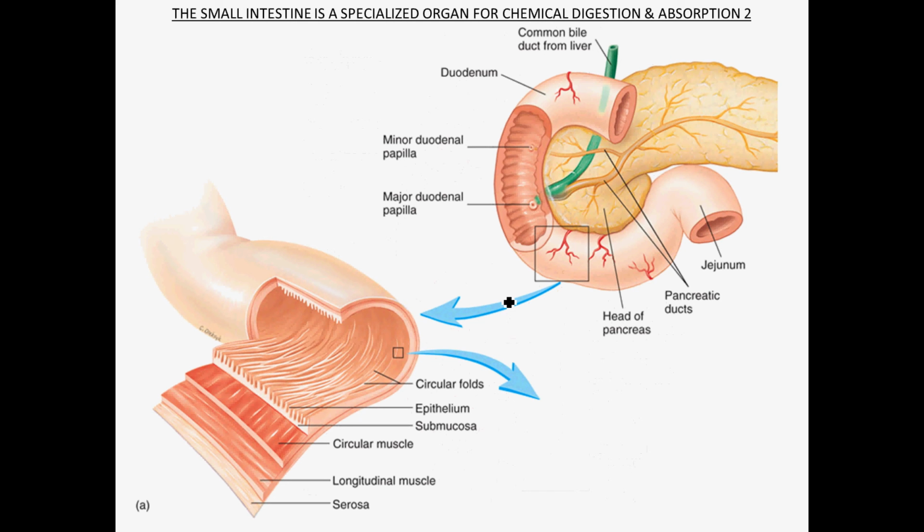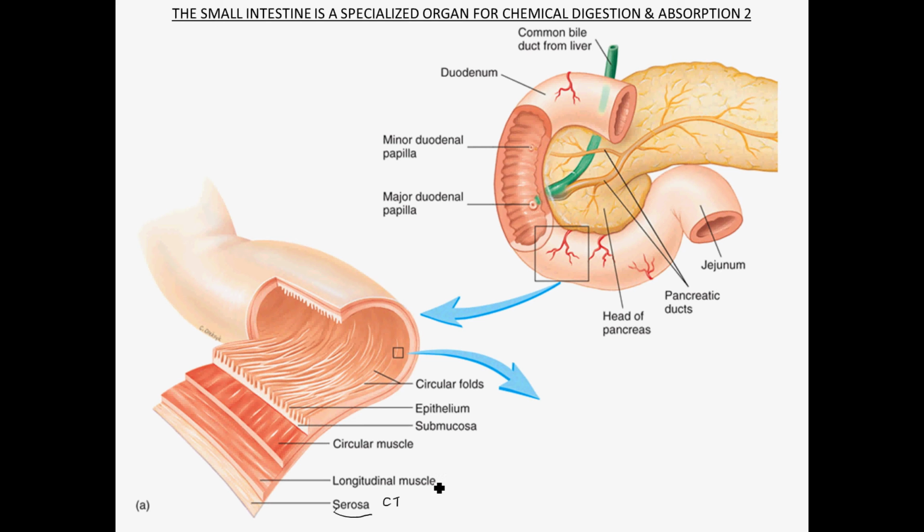So let's cut into this digestive tract here, the alimentary canal. Like the stomach, let's start on the outside and work our way in. Like the stomach, we're going to see a serosa, again, which is a connective tissue membrane.